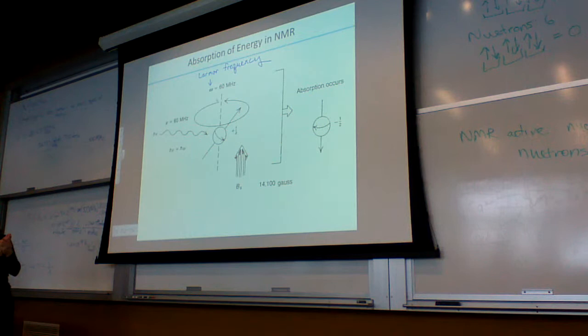Now, I actually don't like the picture they have here because it's not going to go straight down. It's actually going to be precessing, but now it's going to be pointing in the opposite direction. So your nucleus now is going to be spinning and precessing, but pointing in the opposite direction.